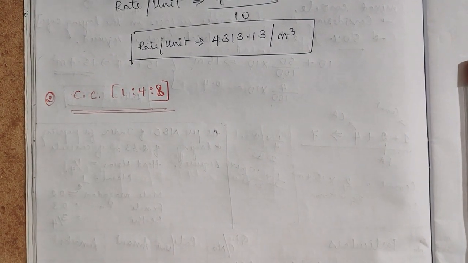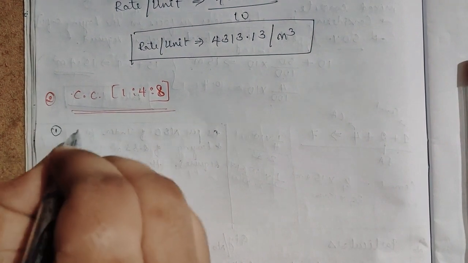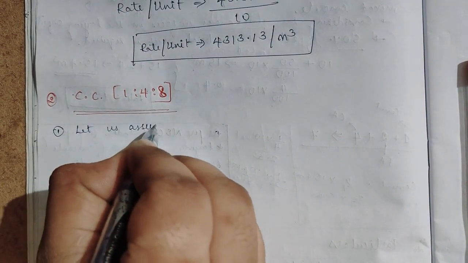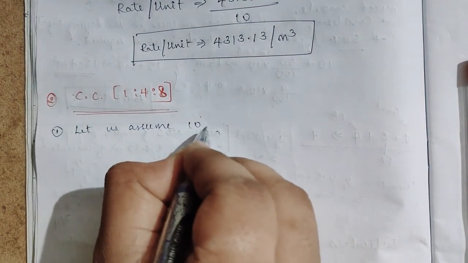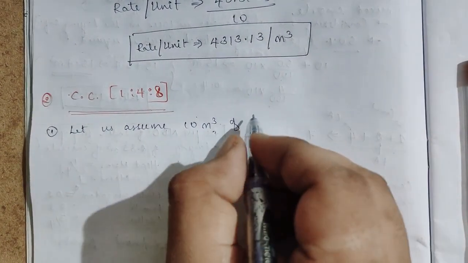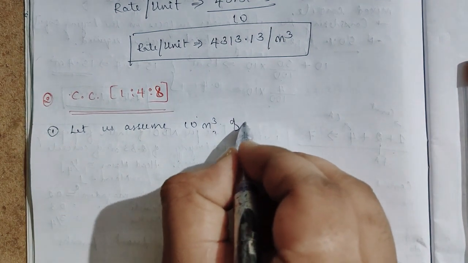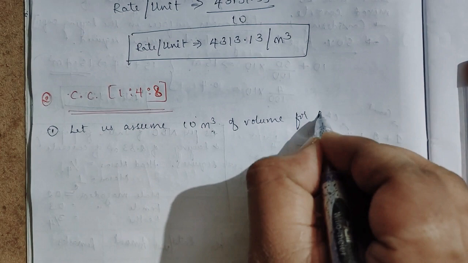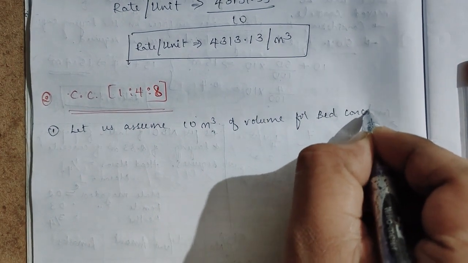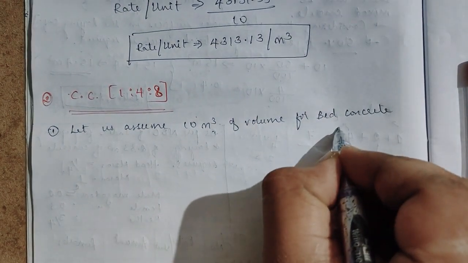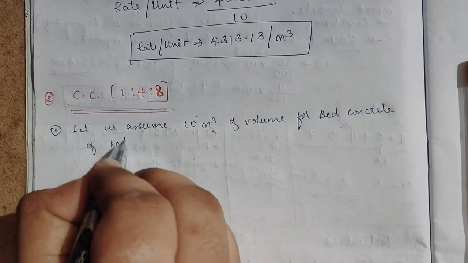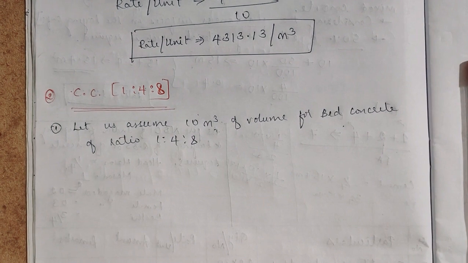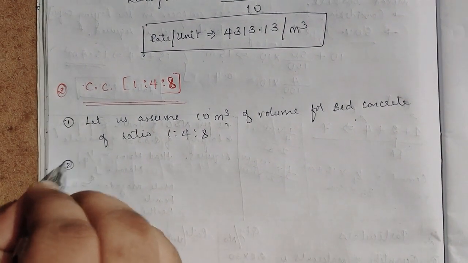So at first, how to take, I will show you. So first what we do, let us assume 10 meter cube of volume for bed concrete. What is the ratio given? Ratio 1:4:8. Correct.